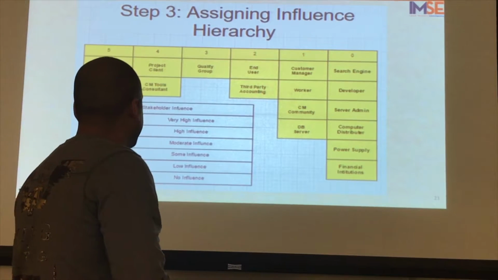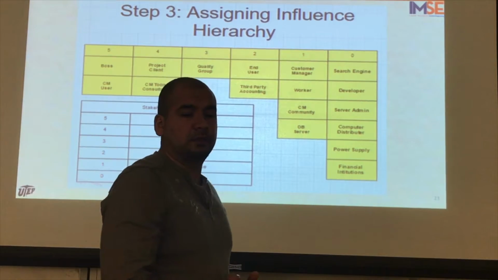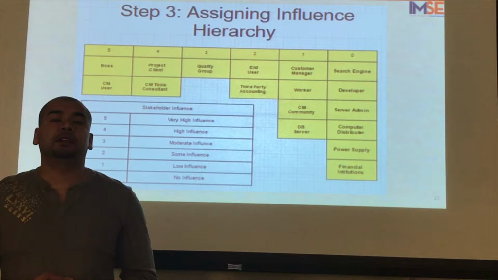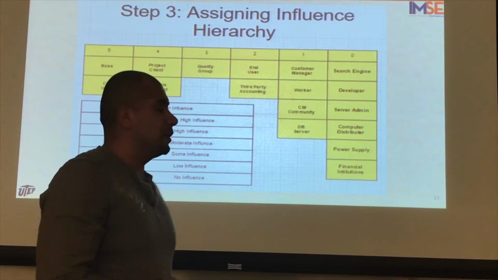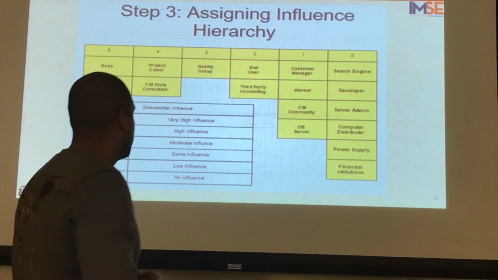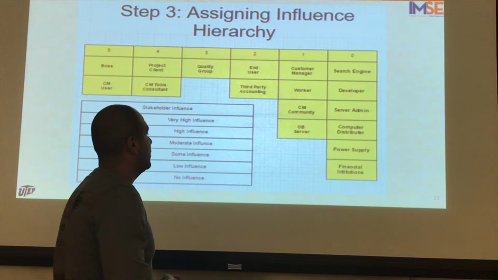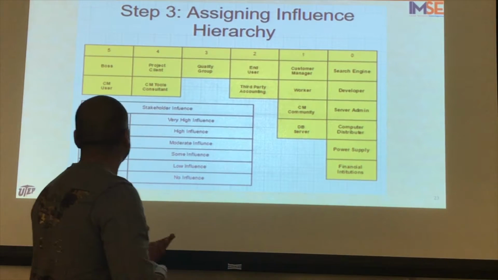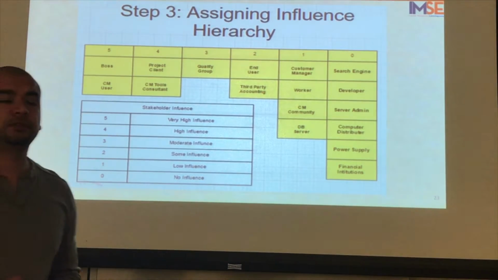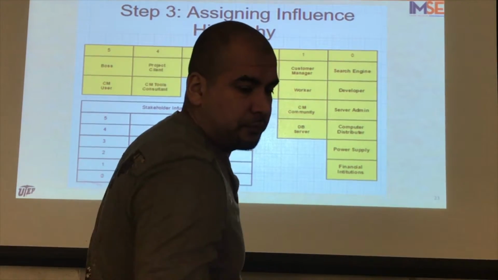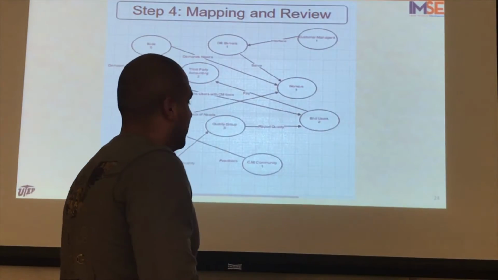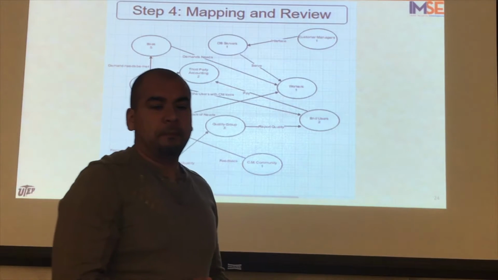So step 3 is identifying and documenting the influences. What we did here is we set a hierarchy, with 0 being no influence and 5 being the most influential. So the 4th step is actually mapping.